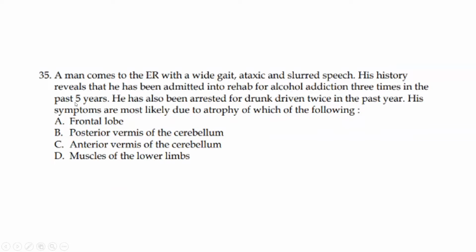Okay. A man comes to the ER with a wide gait, and he's ataxic and has slurred speech. His history reveals that he has been admitted into rehab for alcohol addiction 3 times in the past 5 years. He's also been arrested for drunk driving twice in the past year. His symptoms are most likely due to atrophy of which of the following? I'll just give you guys a second to think. And if you want to suggest an answer.